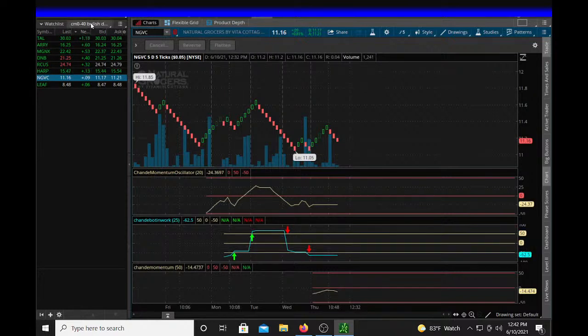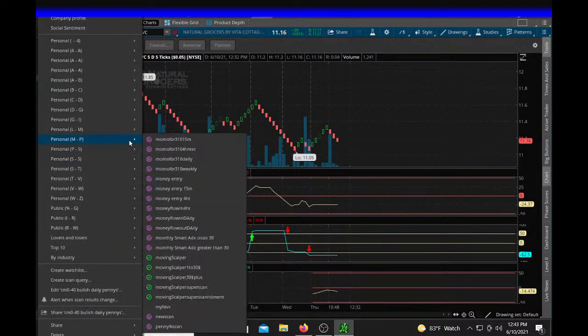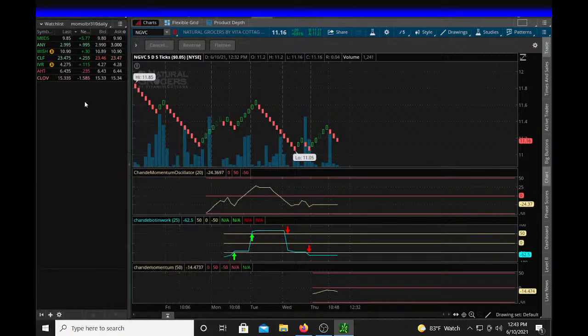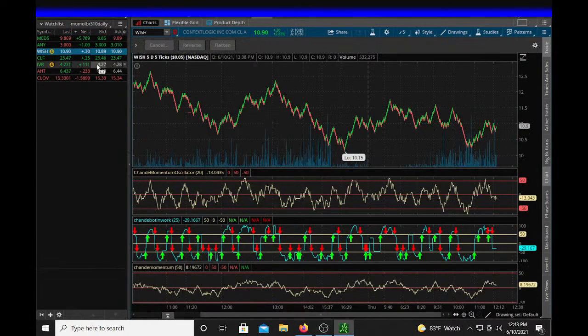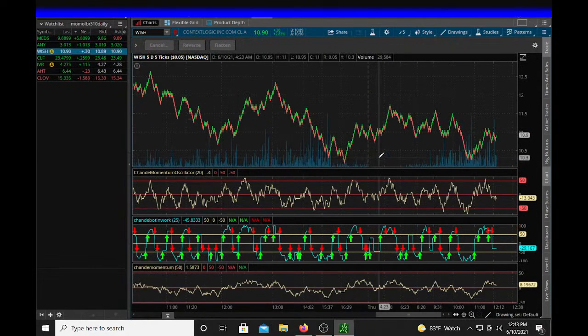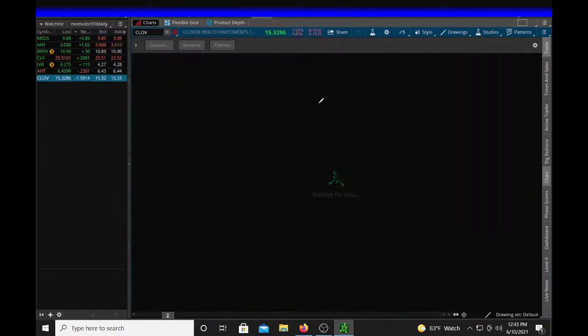All right. And let's go and look at our Momo LBR. Let's see, we want the daily. And, of course, Wish is back up here. We got Meds, Annie, CLF, IVR, AHT, and, of course, Clove down here at the bottom. All right, now Clove, let's pull that up just because it was the hype for the past couple days.